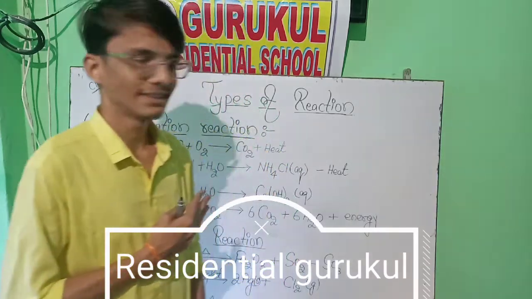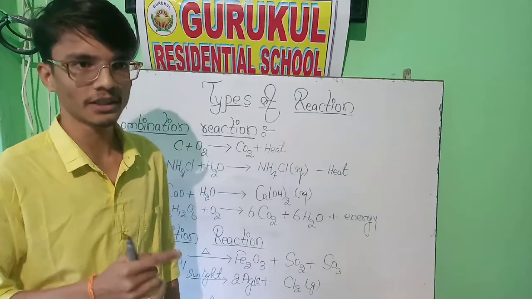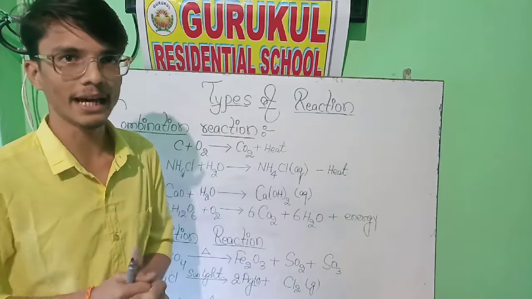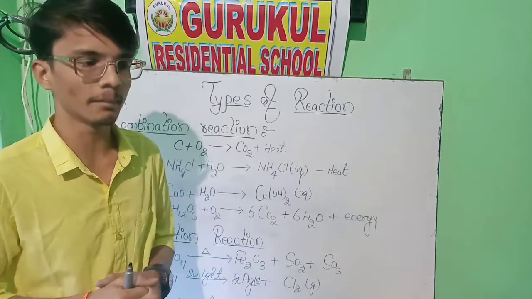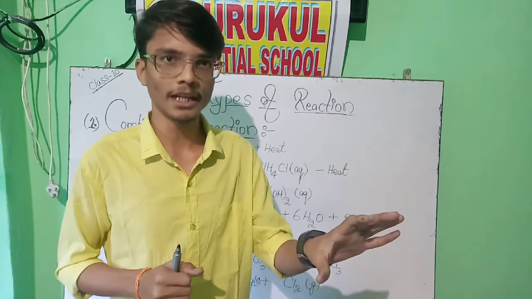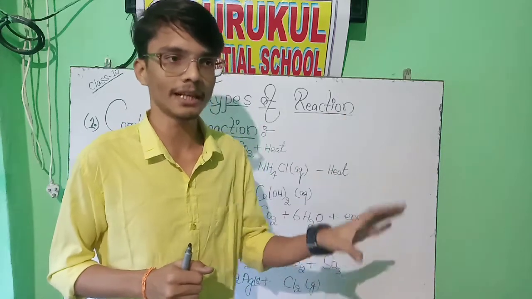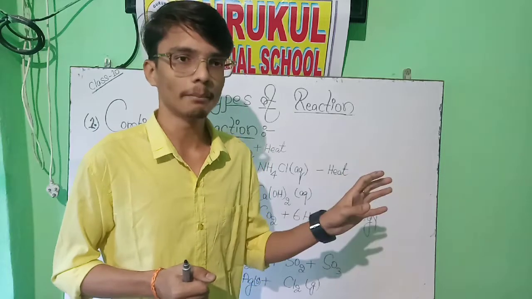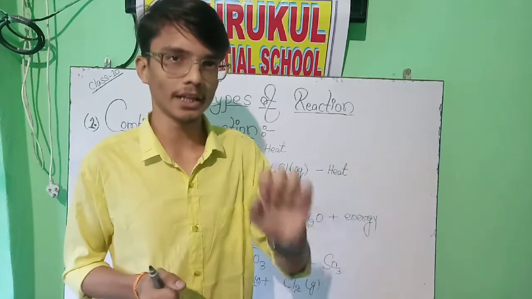So this is the second video lecture for class 10. In the first lecture we discussed the first chapter of class 10, chemical reactions and equations. In that we discussed what is a chemical reaction, what is a chemical equation, what is a balanced chemical equation and what is an unbalanced chemical equation. There we saw how we can balance an unbalanced chemical equation.